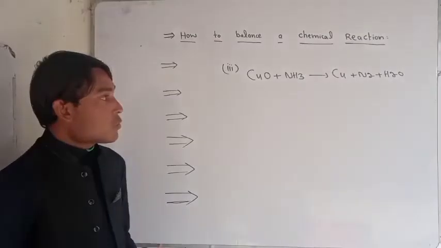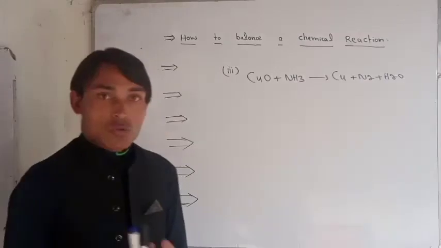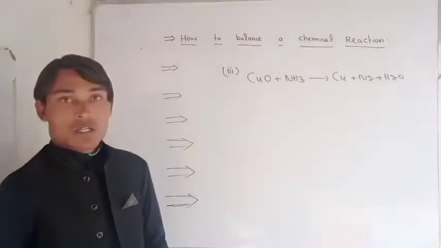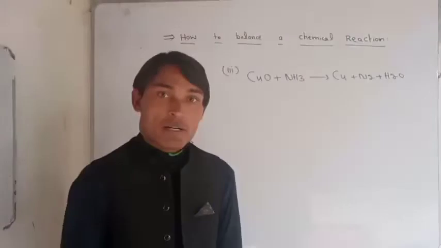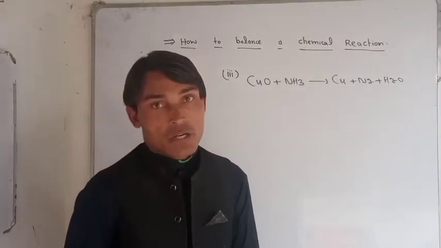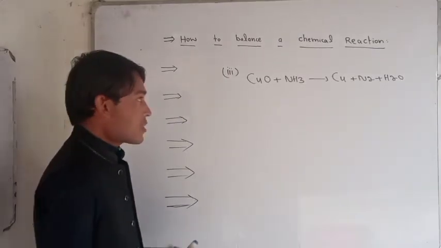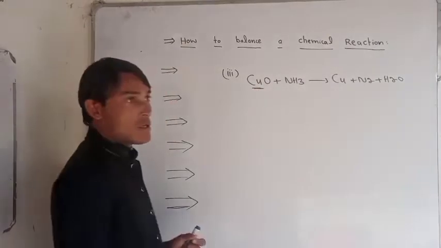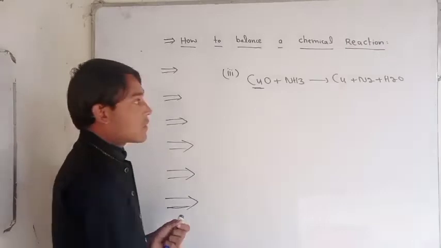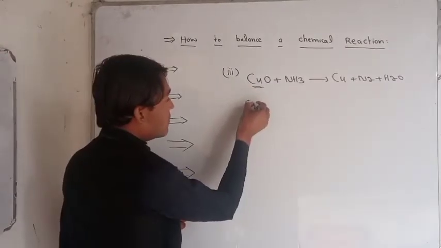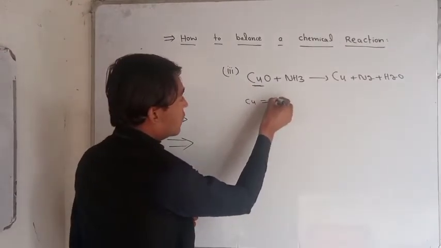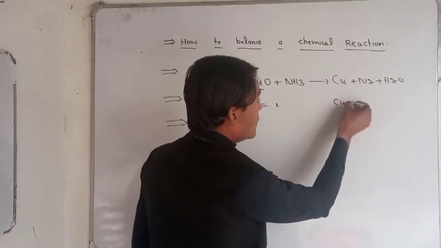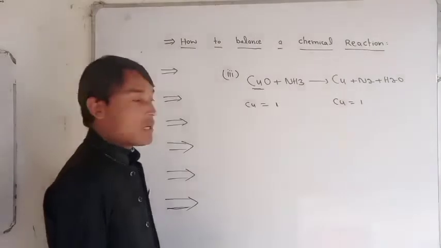The rules for making balanced reactions: first of all we need to balance metals, then non-metals, then oxygen, and at the end hydrogen. Now let's talk about these reactions. Copper is a metal, so first of all let's balance copper. The number of copper on the left is 1, and here the number of copper is 1, so it is already balanced.